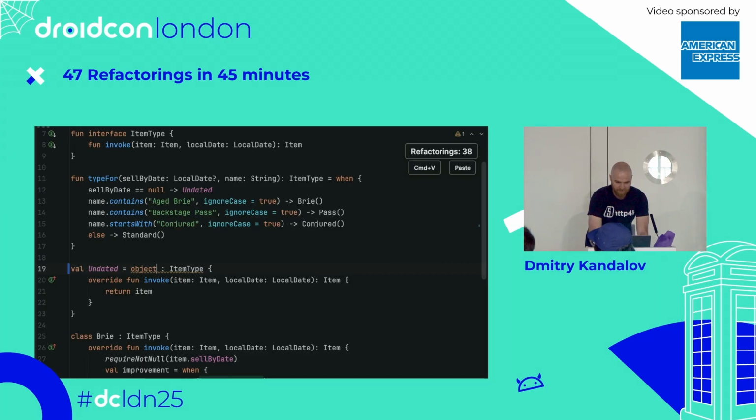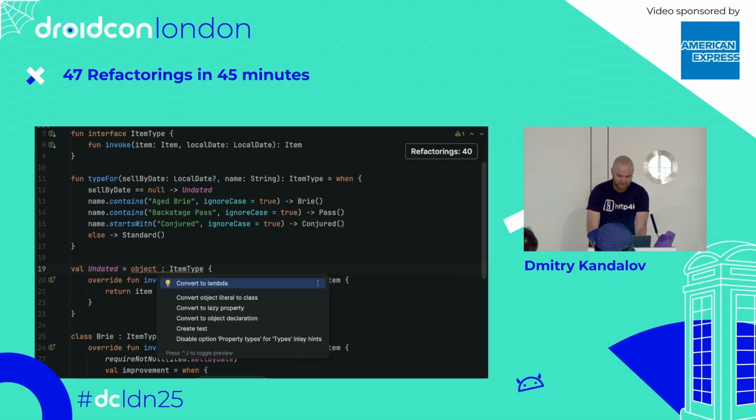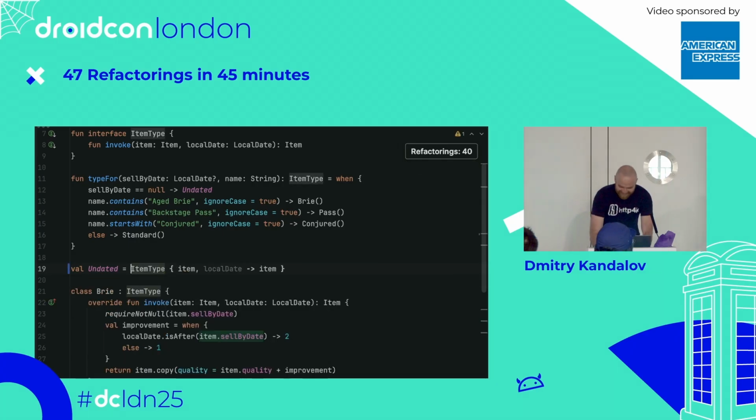So that was switcheroo. Did I count it? Don't know. I'll count this, convert object to a value. In a way, it's kind of better, I think. And then this is where we can benefit from fun interface. It says, oh, you can convert this to lambda. It's like, oh, that's cool. That counts.